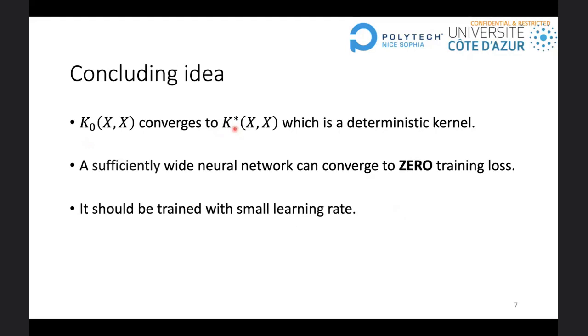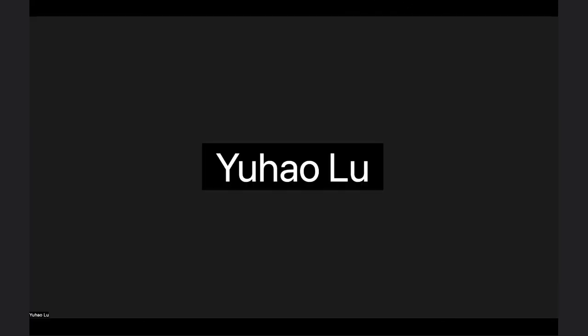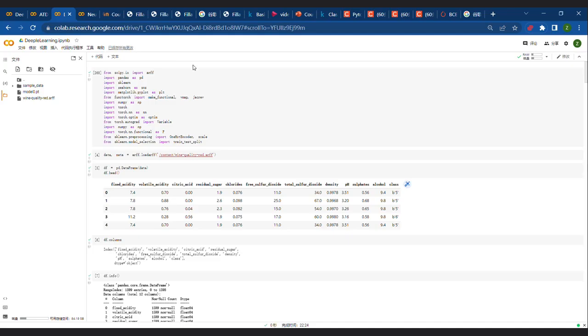And if we use a wide neural network, the training loss of this network converges to 0. And this network should be trained with a small learning rate. It should be tested in the practical part presented by my teammate Zihao after. Next, I will introduce our practical part.